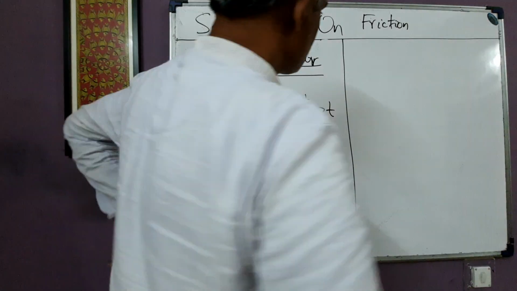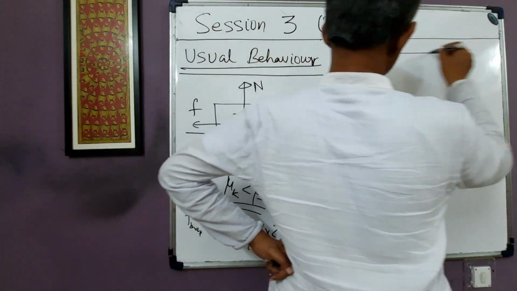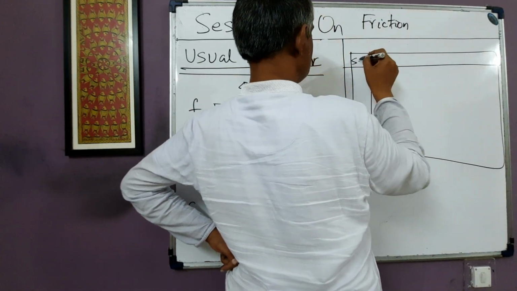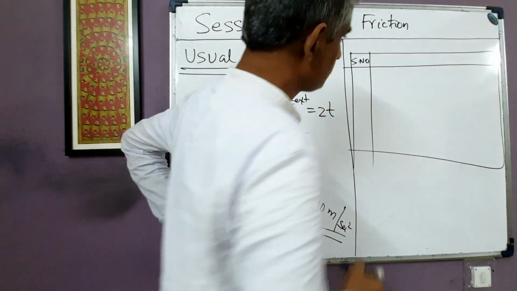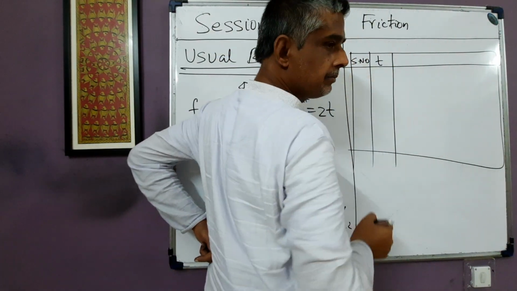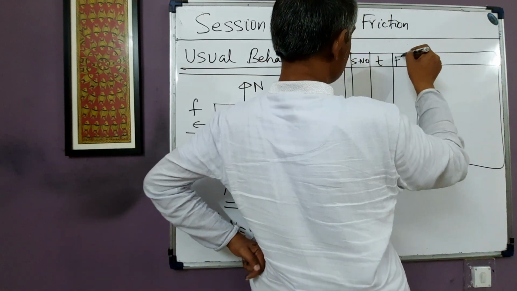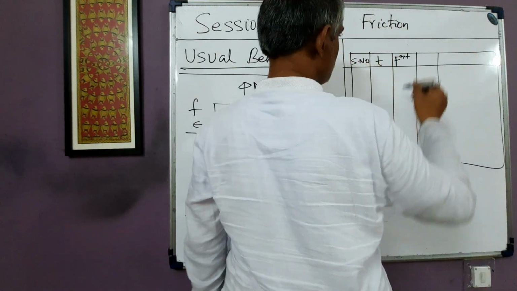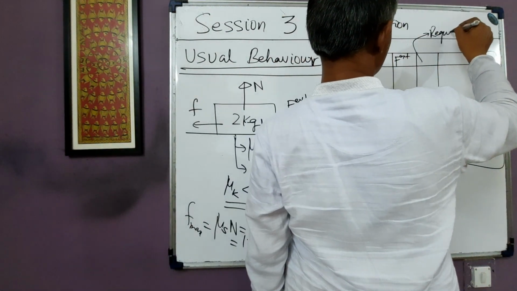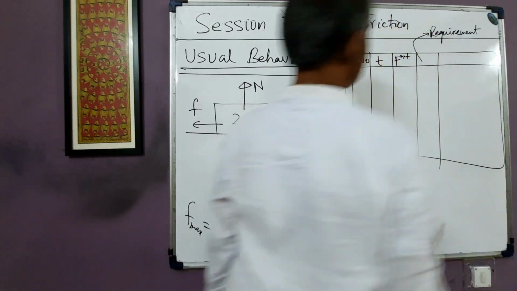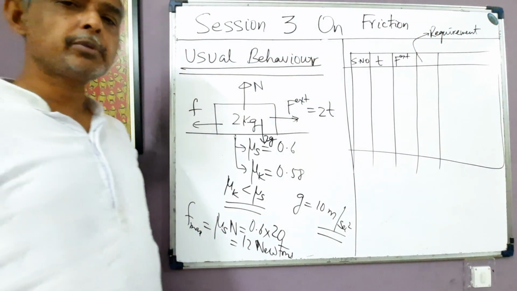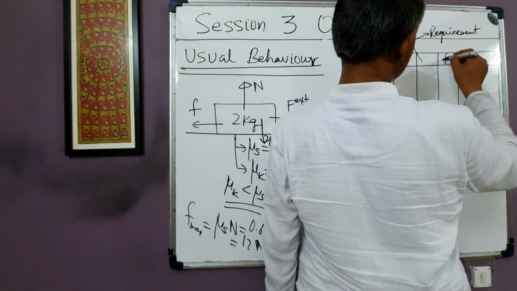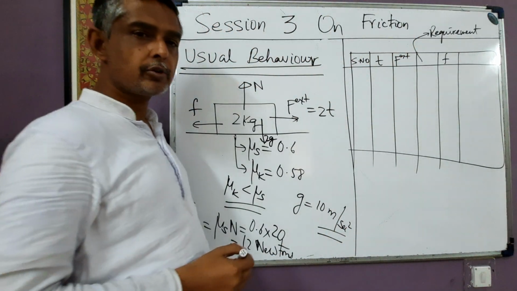Okay. So now what I do, I make a table here. Serial number. T denotes time. F external denotes the value of external horizontal force at a time instant small t. Here I add requirement. Requirement meaning amount of static friction needed to prevent slip. Then the actual friction force acting. F is the actual amount of friction force acting.